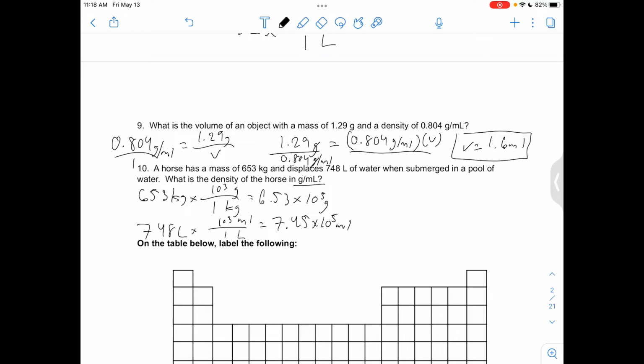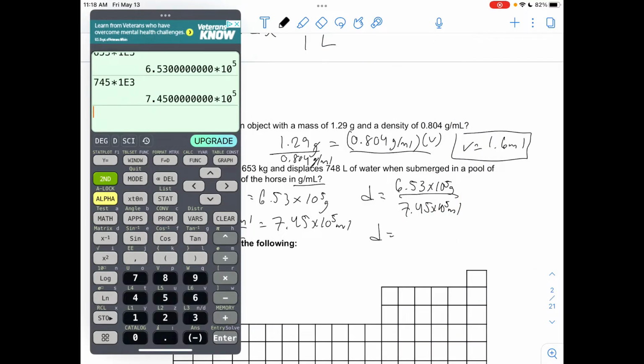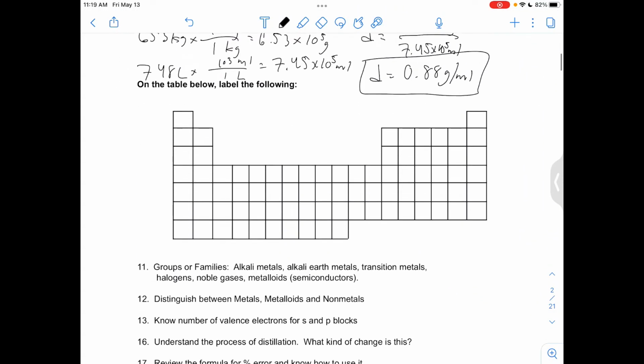All right, and the last step, to get density, I divide the mass over the volume, and the density is going to be equal to 6.53 E5 divided by 7.45 E5. Okay, and that's going to be equal to 0.88 grams per milliliter is the density of my horse. All right, so that's the conversions and density.